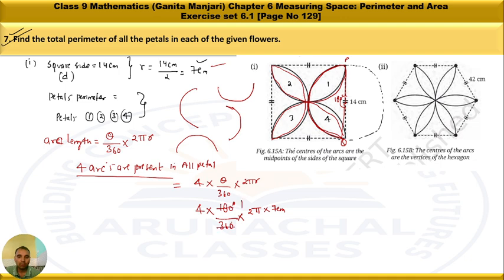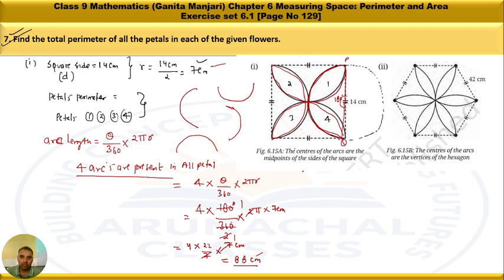180 by 360 is 1 by 2, and 2 times 1 by 2 is 1. Now it is 4 multiplied with pi, which is 22 upon 7, multiplied with 7. 7 and 7 get cancelled, so 22 times 4 is 88. So 88 centimeter is the perimeter of all the petals in this figure 6.15a.